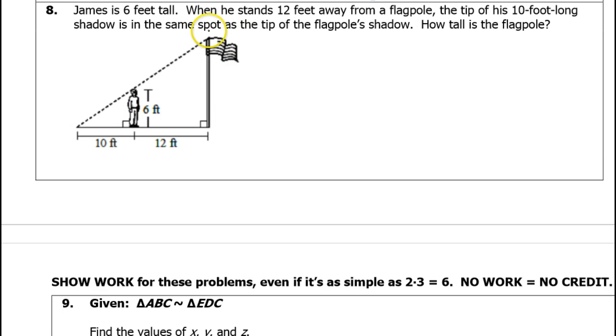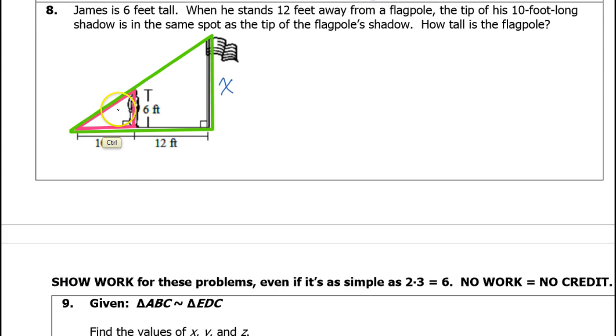Alright, number 8, we have another shadow problem. James is 6 feet tall. When he stands 12 feet away from a flagpole, the tip of his 10-foot long shadow is in the same spot as the tip of the flagpole's shadow. How tall is the flagpole? So we are being asked to find the height of the flagpole, so I'll put an X right there.